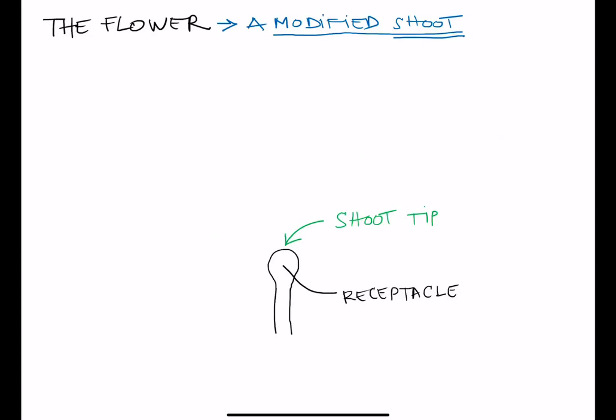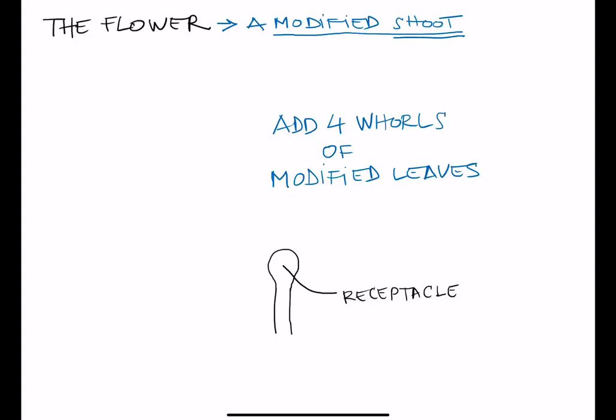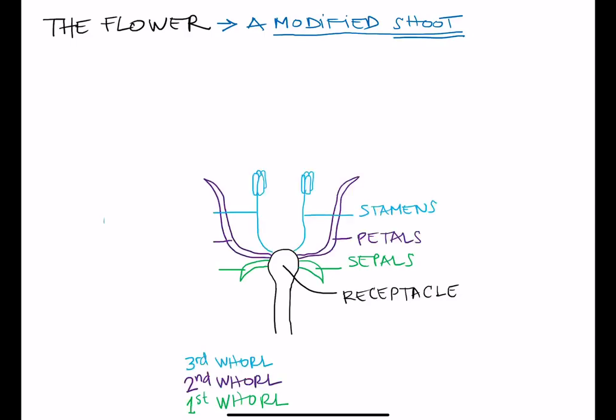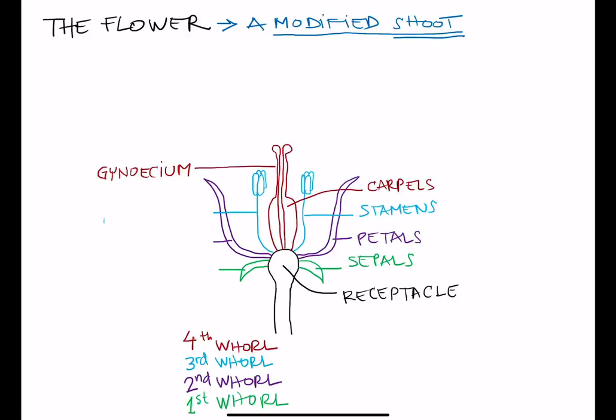This is the location that's called the receptacle, and this is the spot where 4 whorls of highly, highly modified leaves are attached. And it's wild that these are actually leaves, because these 4 whorls of modified leaves are what we know of as a flower. The outer whorl is the sepals. The next whorl in are petals. And then we've got stamens, the male reproductive parts. And then on the inside, we've got carpels.